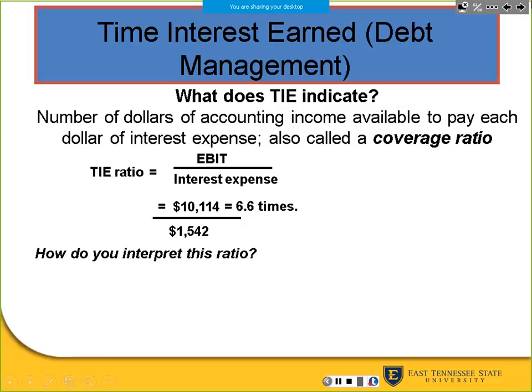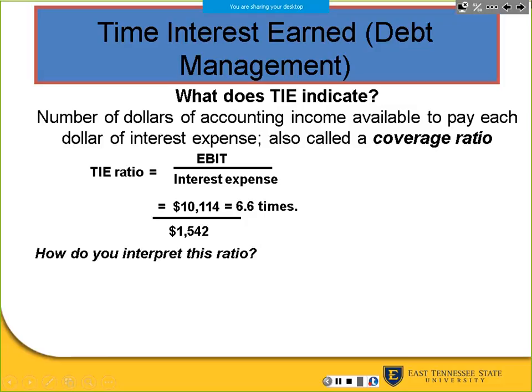Look for my sheet, hold on. Add our interest expense back in, 1,542, right? Why do you add your interest if it's earnings before interest and tax? Because interest is showing as an expense line item on your statement of operations. And so if we're looking at earnings before interest and taxes, we want to take our net income and add that interest component back in. Okay. So we should get 10,114. Then we're going to divide that by our interest expense, 1,542.